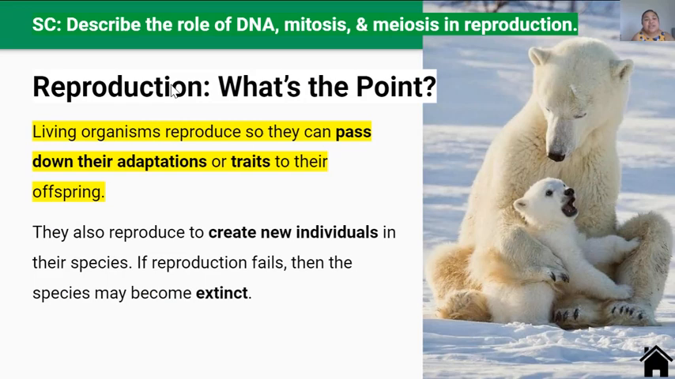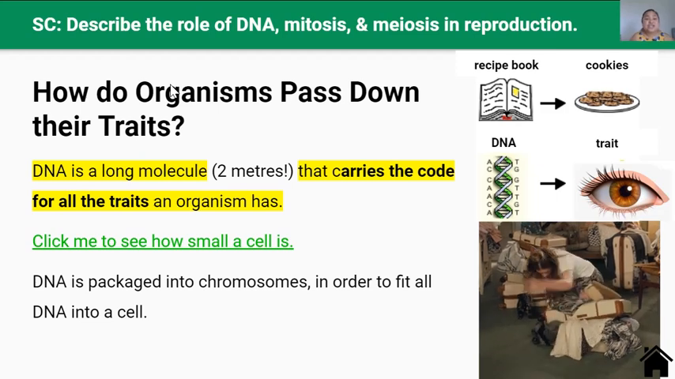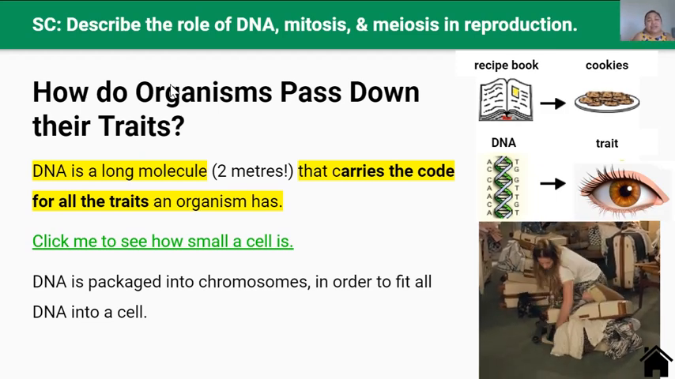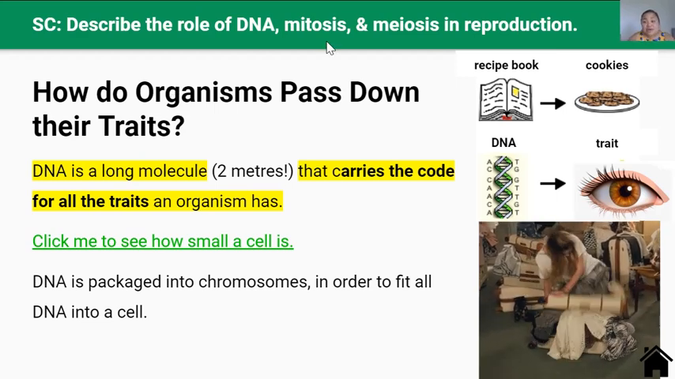So how does an organism like this polar bear actually pass down their adaptations or traits to their offspring? Because adaptations or traits are not just something you can hand over to a baby or a cub after they're born. You can't just be like, here you go, have fun. The instructions or the code for these adaptations actually lie in the organism's DNA. DNA is this really long strand of chemical molecule that's kind of like a recipe book right here.